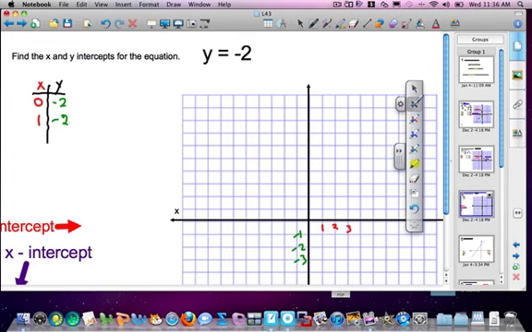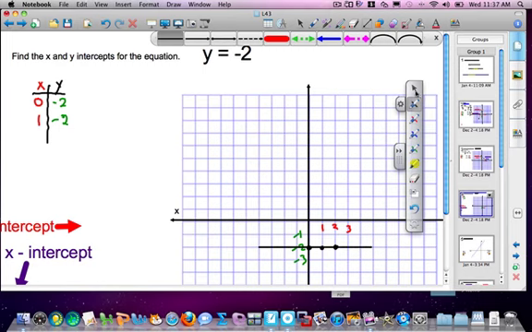Go ahead and plot those 2 points. So when x is 1, y is a -2. When x is 0, y is a -2. Likewise, if we chose an x value of 2, y would still be a -2. So we see we're going to get a horizontal line, and there aren't any restrictions on the domain, so this line is going to continue to the right and to the left indefinitely. To indicate that, we're going to draw a set of arrows on both ends.